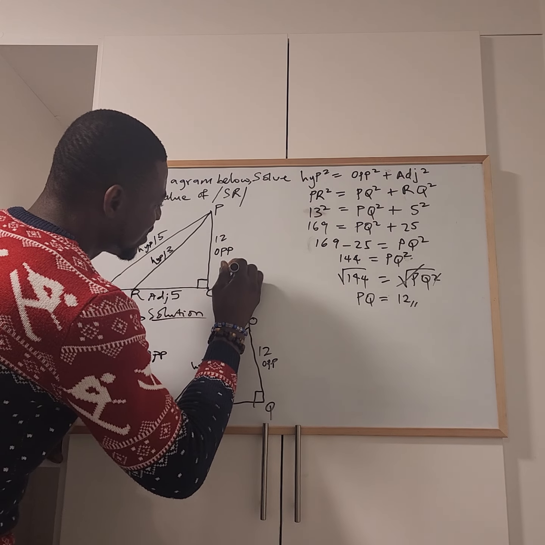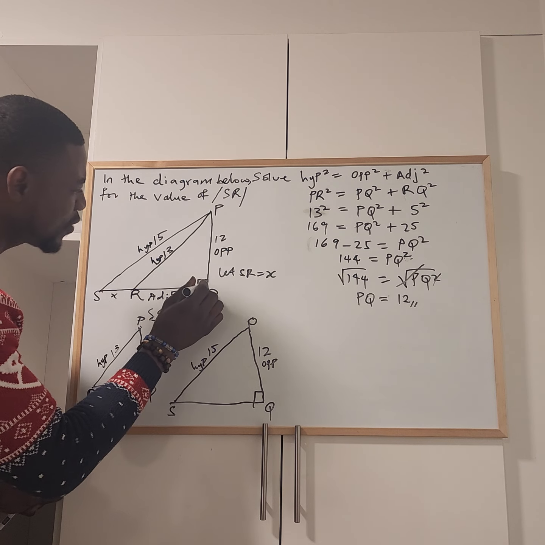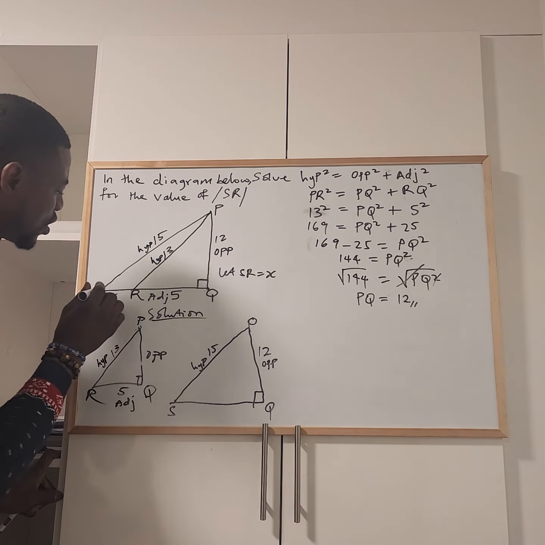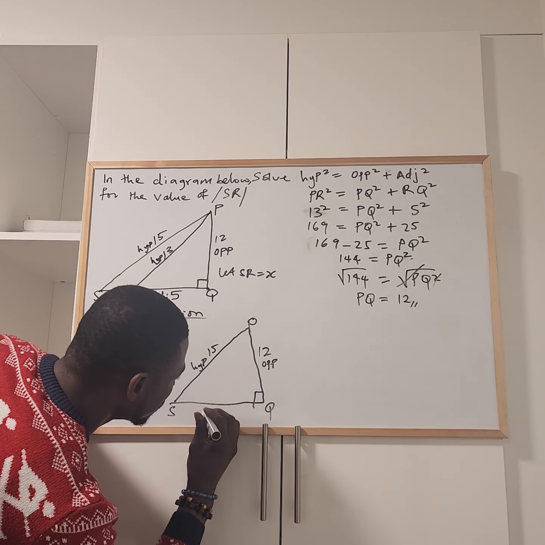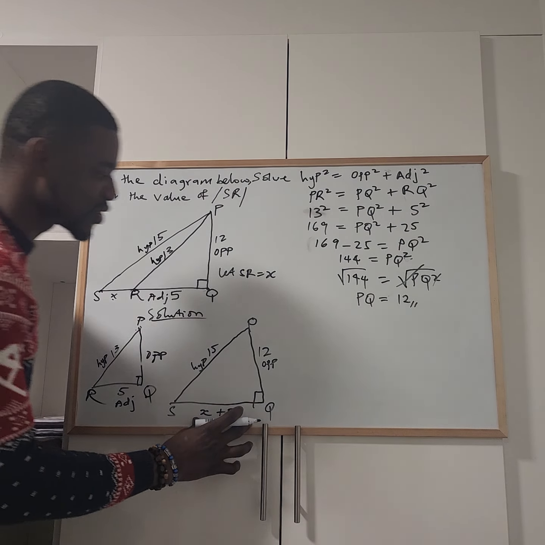So I can say let SR equal x. X is the most popular letter in mathematics. So we can call SR x. If here becomes x now, how then do we get SQ? That means x plus 5. So the total length from here to here is x plus 5. So our length SQ is x plus 5.